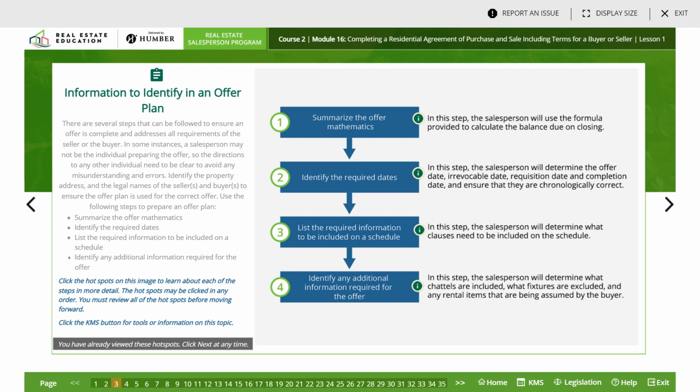So, information to identify an offer. Summarize the offer mathematics, identify the required dates, list the required information to be included on a schedule, identify any additional information required for the offer. There are several steps that can be followed to ensure an offer is complete and addresses all requirements of the seller or buyer. In some instances, a salesperson may not be the individual preparing the offer, so the directions to any other individual need to be clear to avoid any misunderstandings and errors. So that's basically it. Let's move on to the next page.